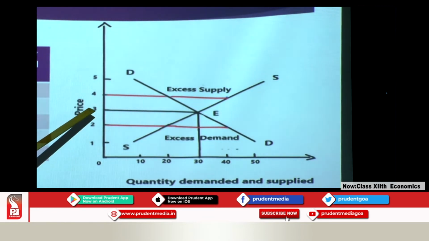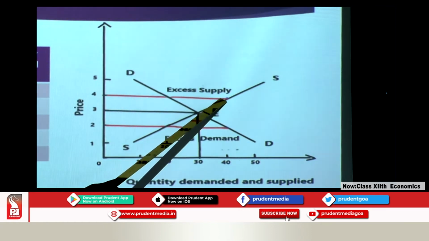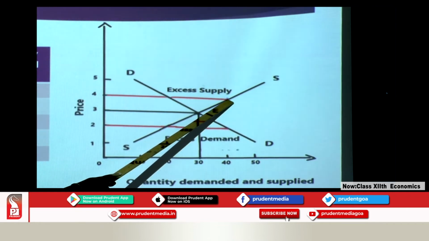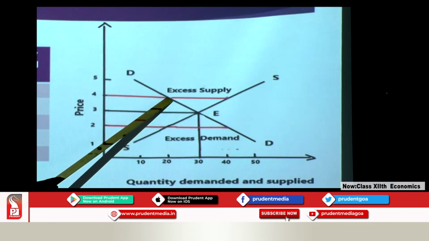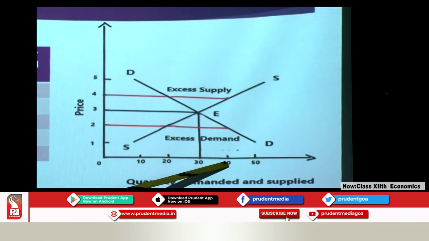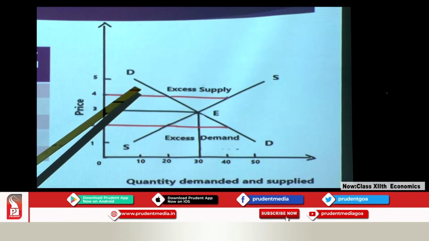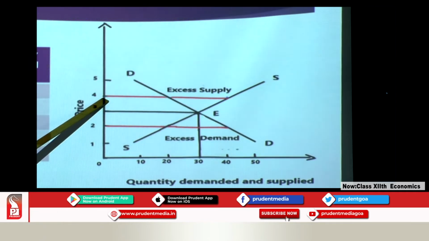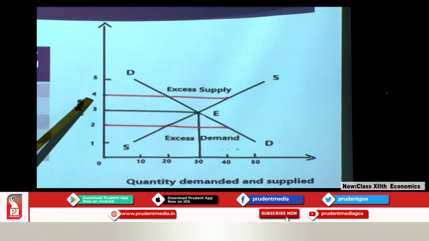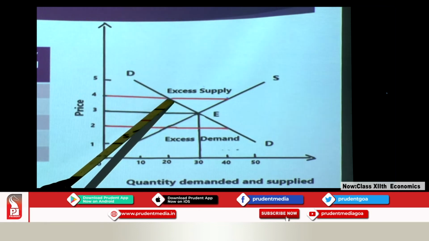Now, in the case where the price goes up, that is from 3 to 4, if you go horizontally, you will find that the supply here is more while the demand is less. We find that the supply is 40 units while the demand is only 20 units. So, that means there is excess supply in this type of a situation. When the price rises above the equilibrium price, there is an excess supply. The supply is more and the demand is less.